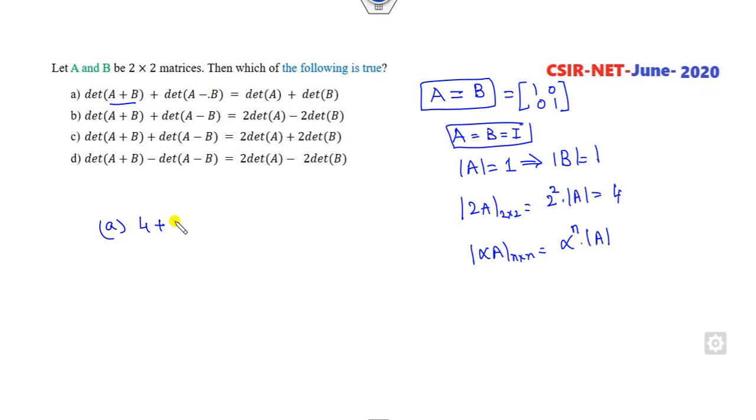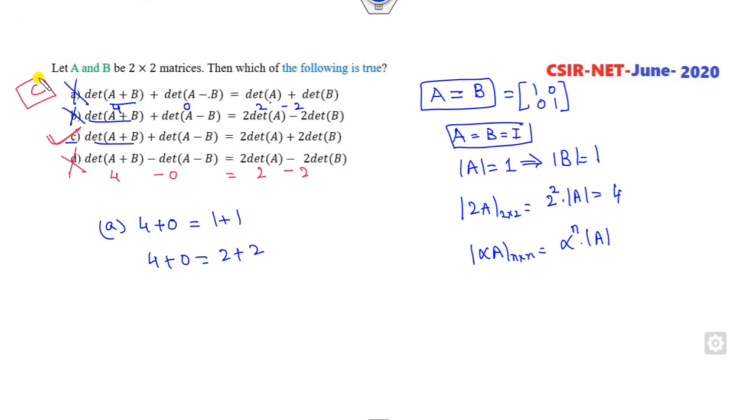Left hand side 4 plus 0, this is 1 plus 1, not satisfied. This is 4, this is 0, 2 minus 2, not satisfied. 4 plus 0, 2 plus 2, satisfied, but this is a counter example, so we have to discard this option as well. 4 minus 0, 2 minus 2, cancel out. So the right answer is only C, because here they are only talking about the 2 cross 2.